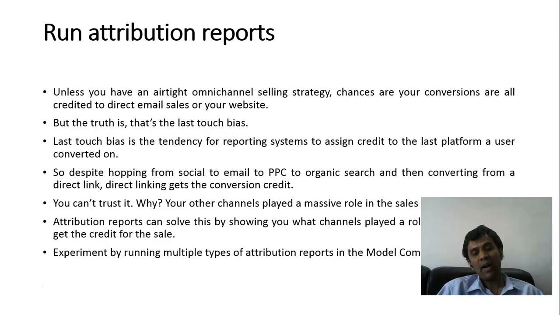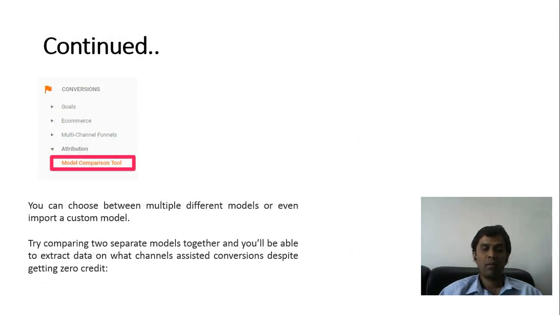You can't trust it. Why? Your other channels play a massive role in the sales process. Attribution reports can solve this by showing you what channel played a role even if they don't get the credit for the sale. You need to experiment by running multiple types of attribution reports in the model comparison tool. See, you can refer to the model comparison tool here.